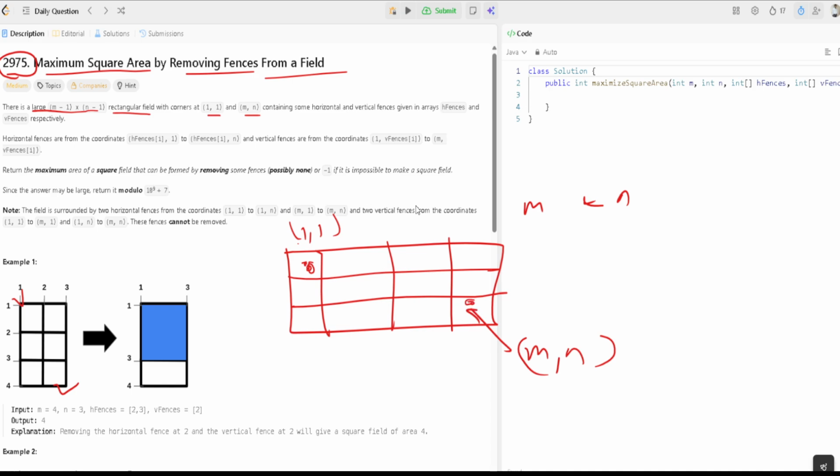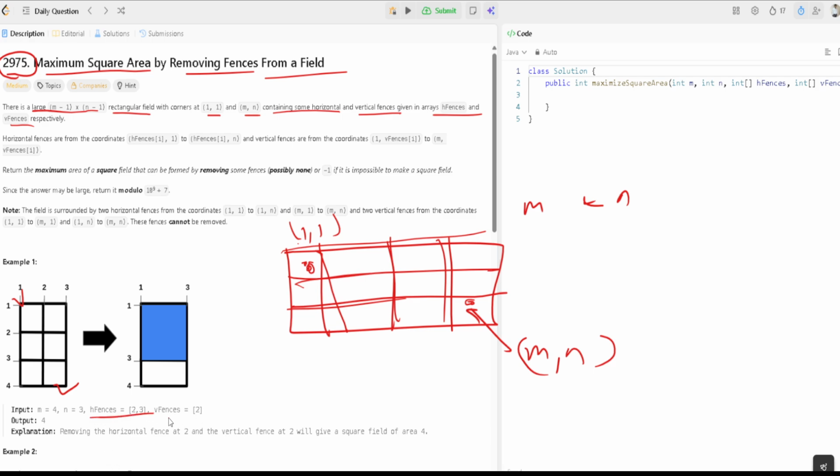The question is saying that we are given the rectangle, and then we are given horizontal fences at certain y positions. As you can see here, these are the positions we have given, and there are some vertical fences at certain x positions. If you convert it into the coordinate system, you will understand that we have a rectangle field like this, containing horizontal and vertical fences.